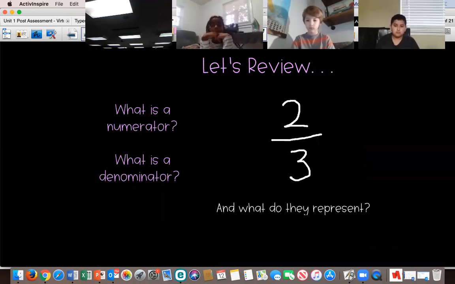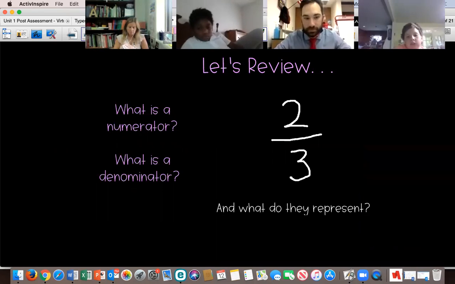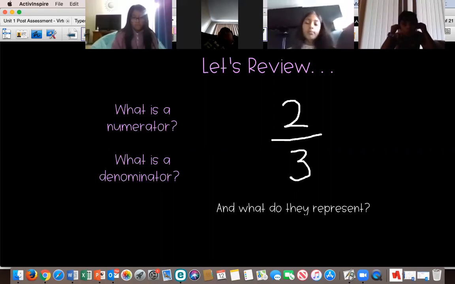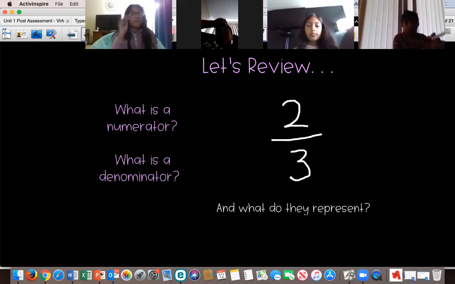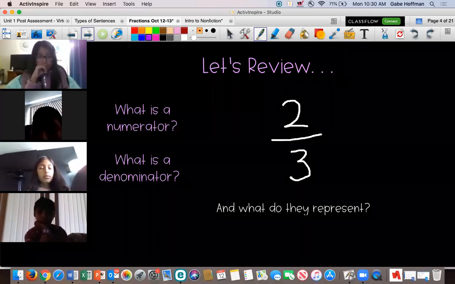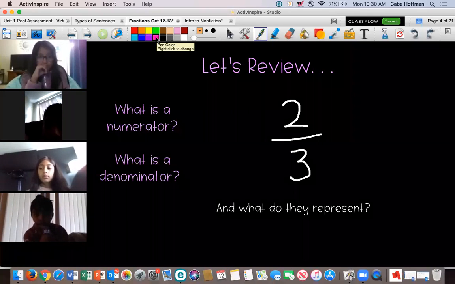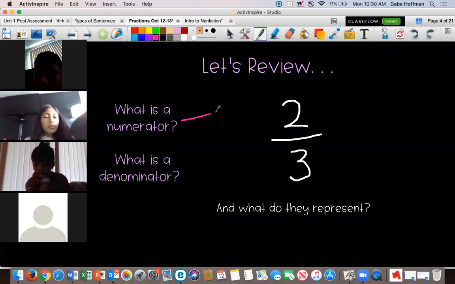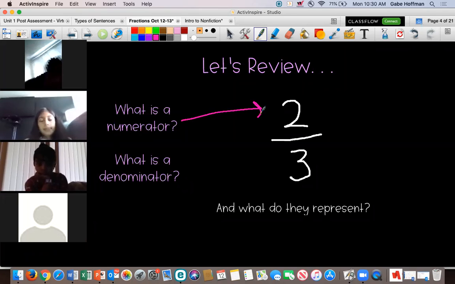Okay, we are going to review real quick before we get into this. Who can tell me what a numerator is? Ania. The numerator is like the top number, the number that you shade in. Yep, that's the number that's shaded.